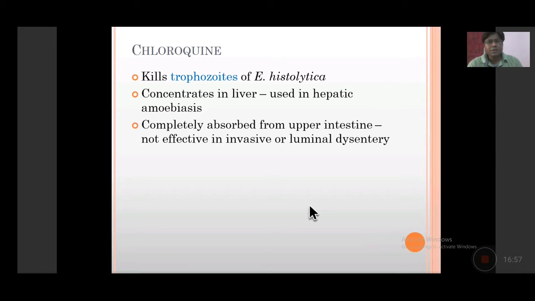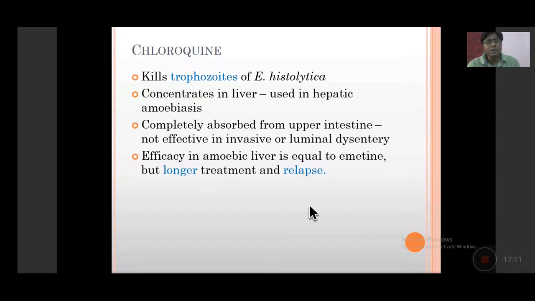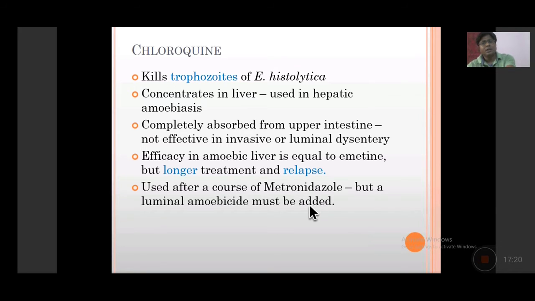And it is completely absorbed from the upper intestine, so it is not effective in invasive and luminal dysentery. This is the reason why it is not helpful in luminal dysentery, because absorption is very good. As soon as you give the drug, it gets absorbed and goes to the systemic circulation. So it will not remain there in the lumen, and hence cannot kill the luminal amoeba. Efficacy in amoebic liver abscess is equal to emetine, but with longer treatment and relapse. This is the advantage with chloroquine. And it is used after a course of metronidazole, but a luminal amoebicide must be added.